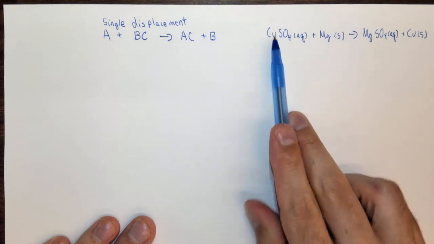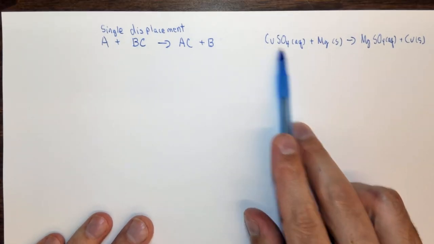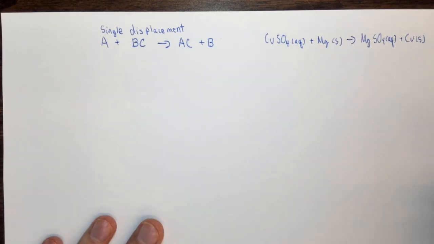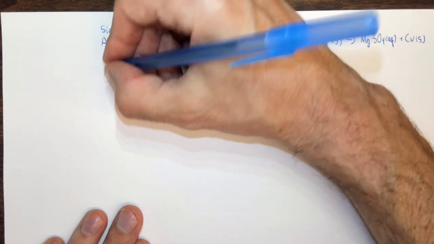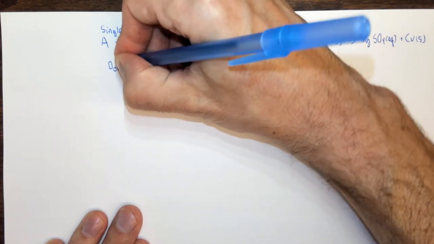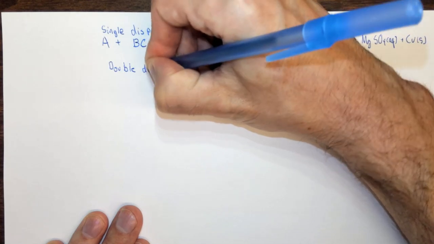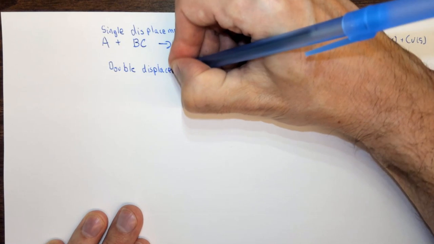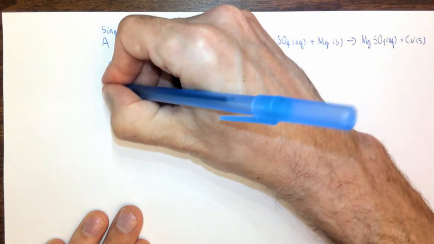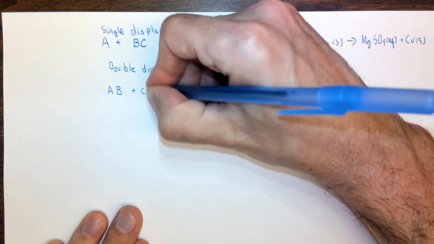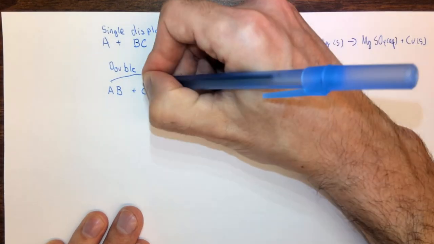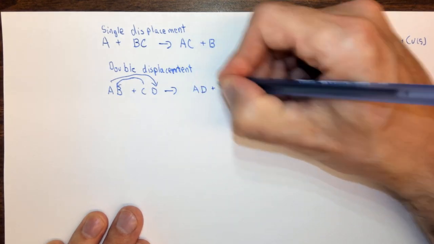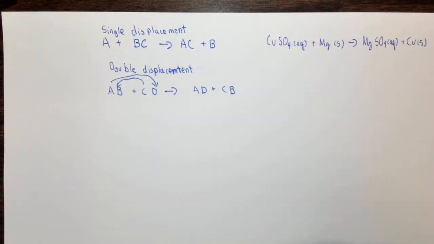So magnesium replaces copper. This is an oxidation reduction reaction, just like the one we just showed, but it's also a single displacement reaction. The other one you've seen already is the double displacement. Here we have 2 replacements occurring. This is AB plus CD. A goes with D, C goes with B. So we get AD plus CB. And this is a double displacement reaction.